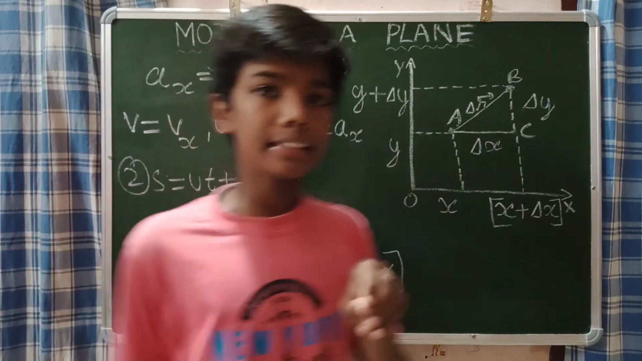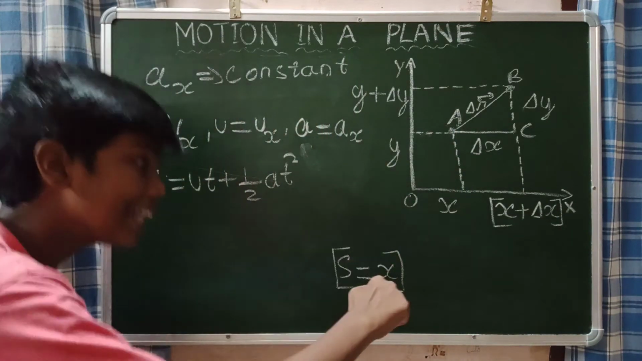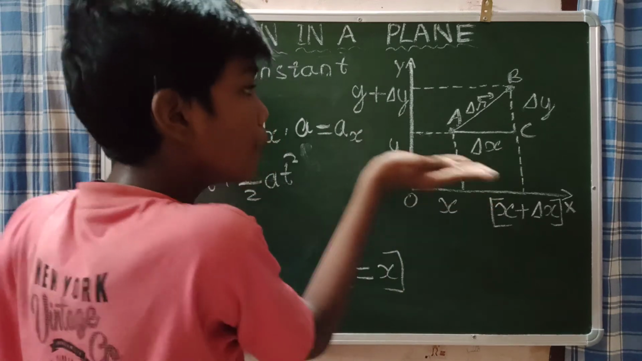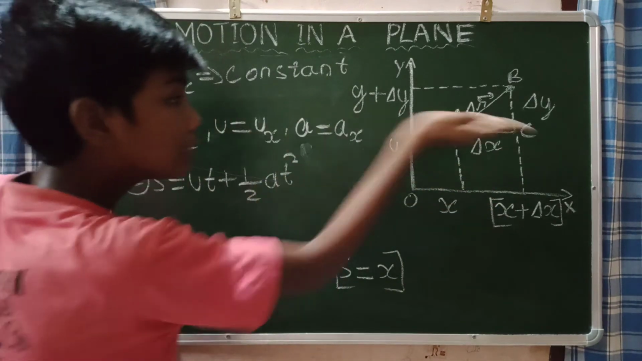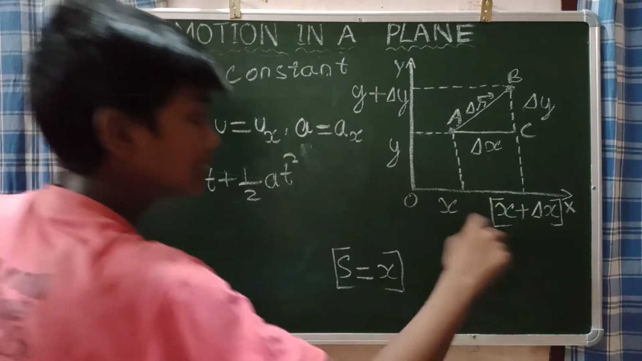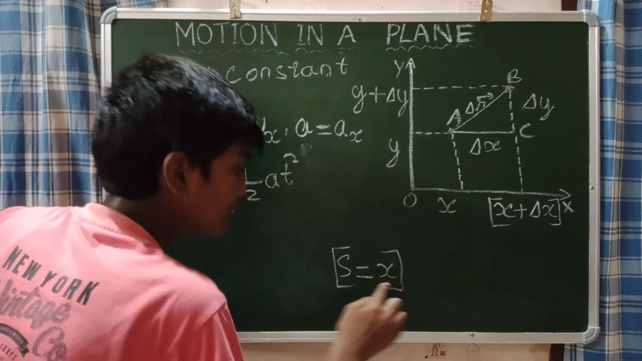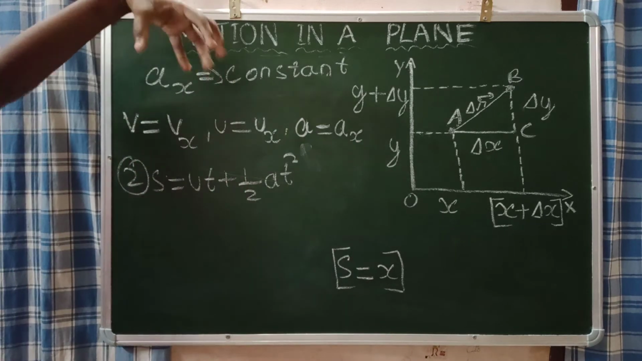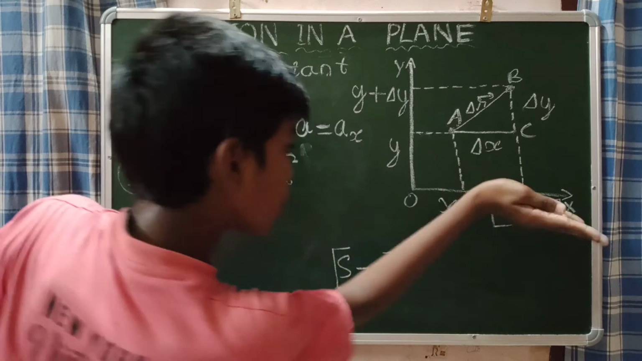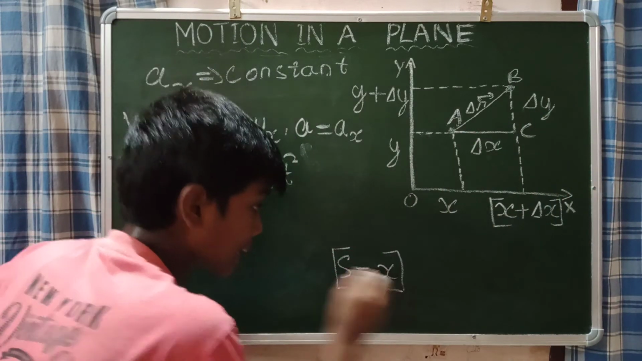Why is it x? Think of it. This x and this delta x are horizontal components, so they belong to the x axis. I am saying x here because this is the x component kinematic equation. So I am saying the displacement is x.